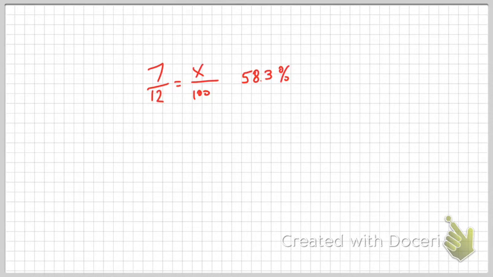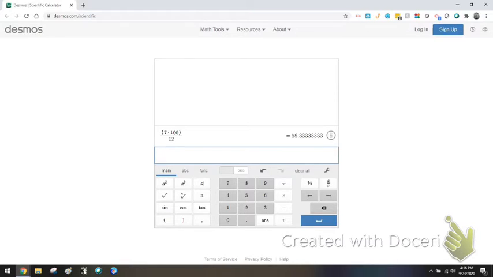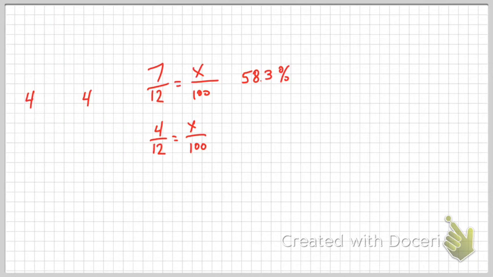Now the next one, isotope 4, had 4 of them, so I would set it up: 4 atoms out of 12 equals X over 100. I go to my calculator and use my parentheses. So 4 times 100, because I'm cross multiplying, divided by my total of 12. My percent for isotope number 4 is 33.3%.